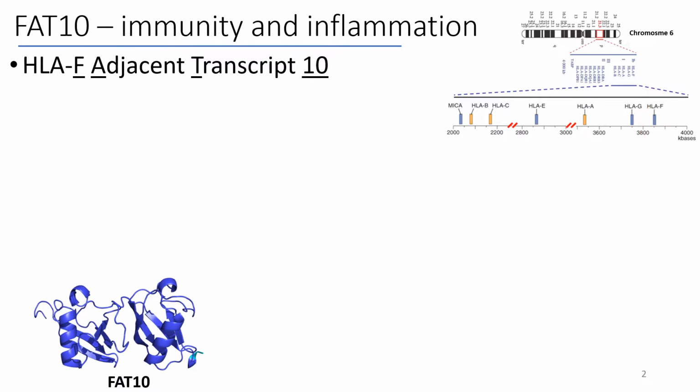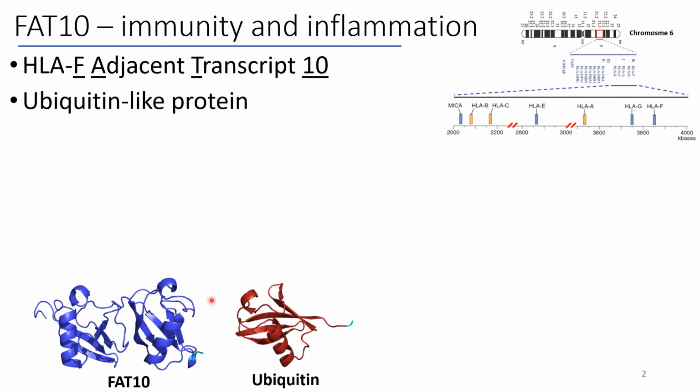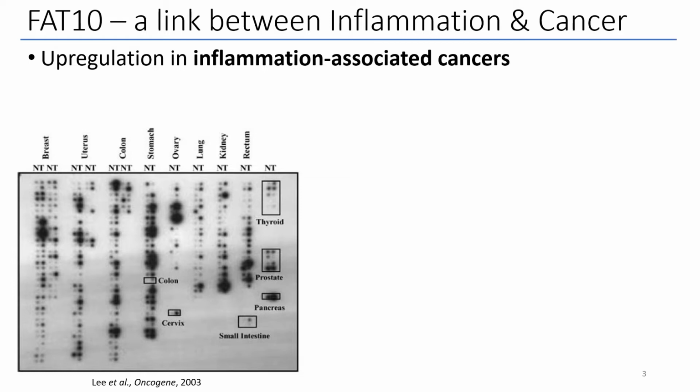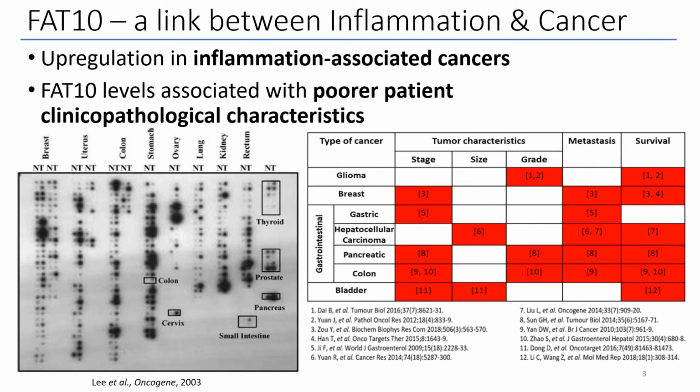It is a ubiquitin-like protein, and like ubiquitin, it can interact with hundreds of proteins in the cell. FAT10 expression is inducible by the pro-inflammatory cytokines TNF-alpha and interferon gamma. It is important to study this protein because it is an oncogene. It is highly overexpressed in inflammation-associated cancers such as that of the GI tract. Across different studies, FAT10 expression has also been associated with poorer patient clinical pathological characteristics as indicated in red.